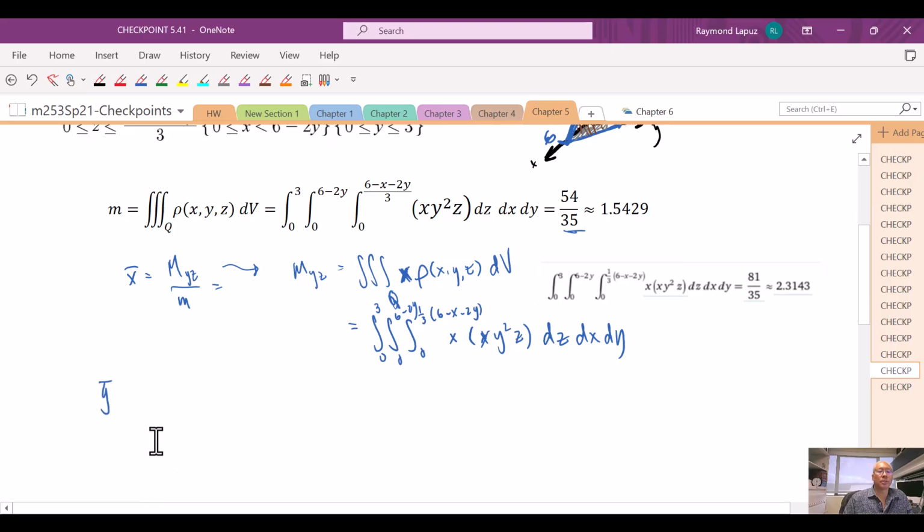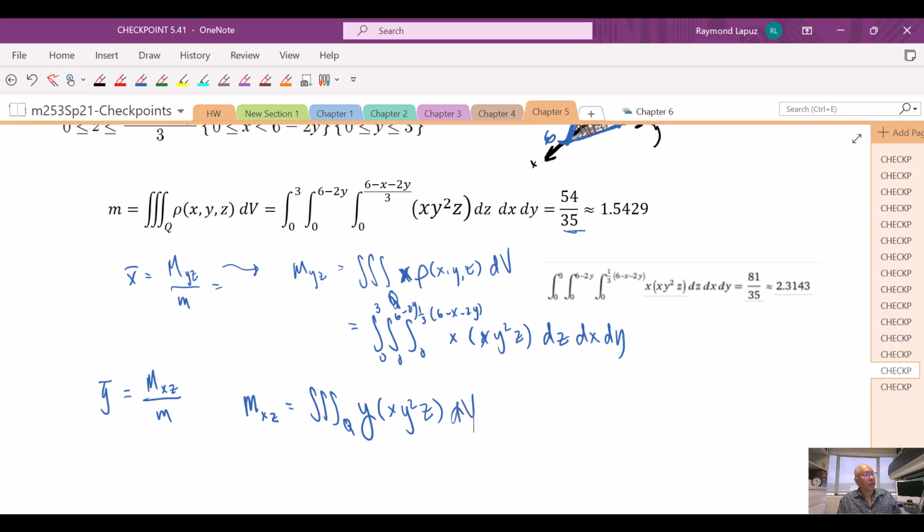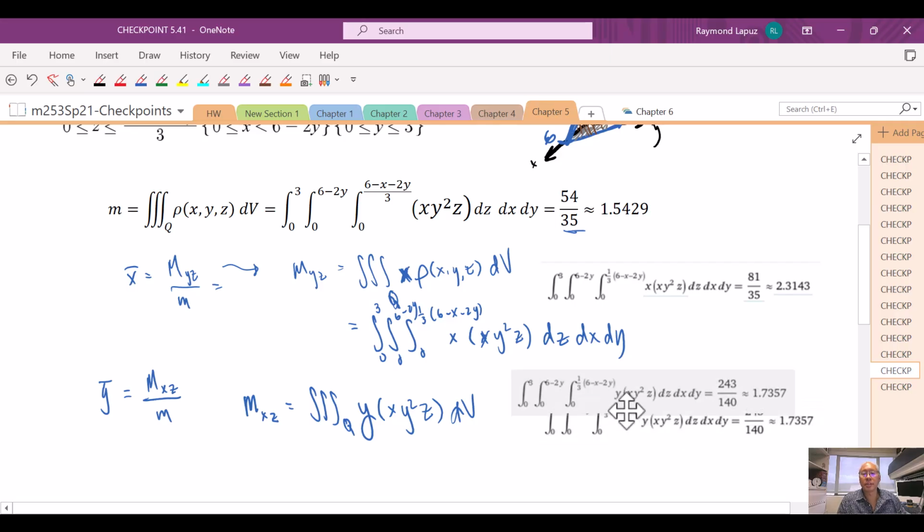Similarly for the y bar, we're going to need M_xz, and M_xz is equal to the triple integral of the same thing, except we'll have a y multiplied by the density function x y squared z dV. I actually found that also, and I'll just put the results here after punching it into Wolfram Alpha.